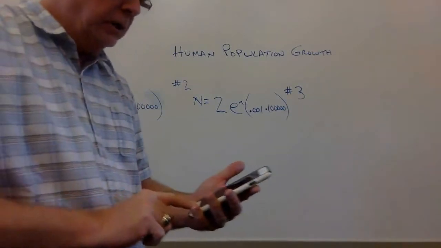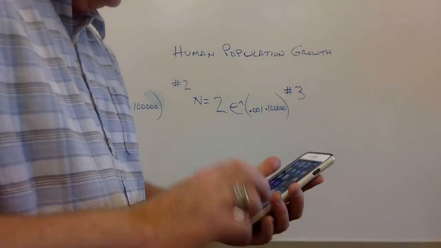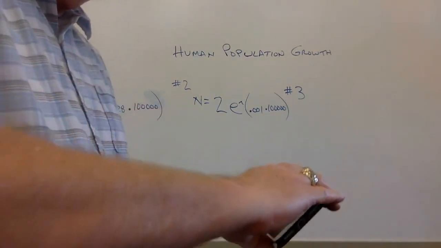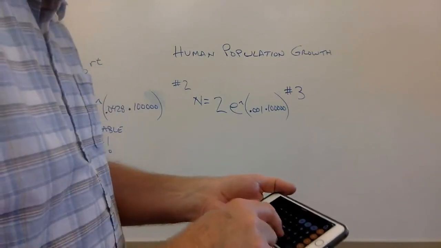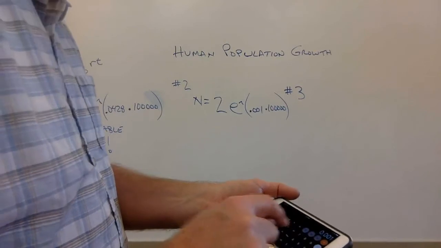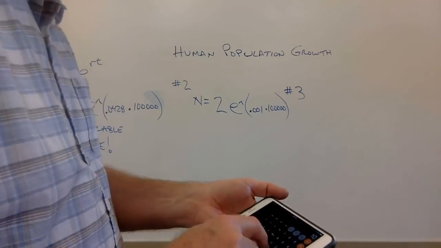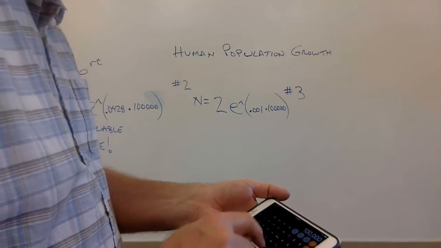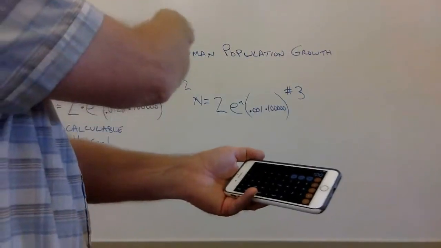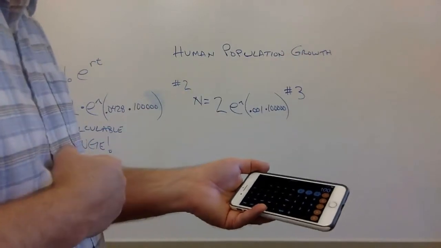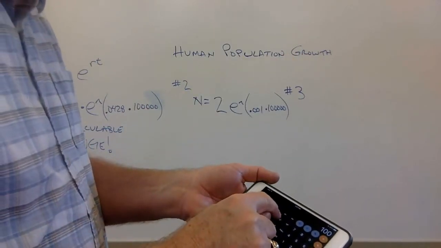Okay, let's see if our calculator will do this one. I'm going to clear that error. We're going to go 0.001 times 100,000 equals, and that's just going to take 2 or 3 decimal places off the 100,000, so now we're at 100. Let's try to raise e to that power.